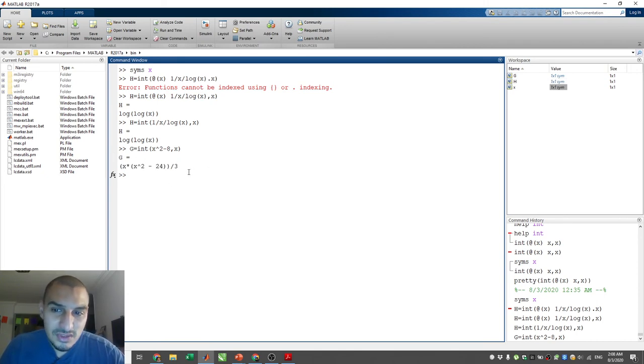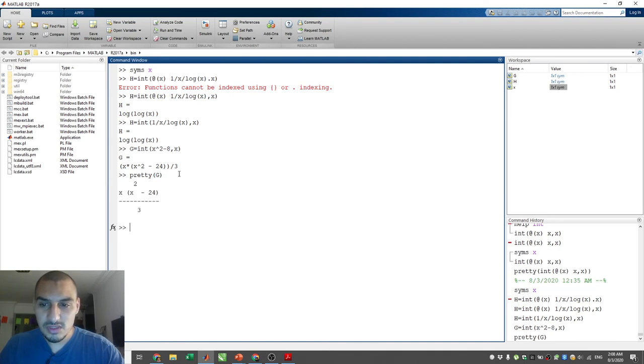You'd see that this function does not look very nice. So there is another function called pretty, which puts the function in a way that's easier for you to understand, instead of having all these brackets. So it's x multiplied by x power 2 minus 24 divided by 3. And now let's see the example that we mentioned before in the slides, which is j, for instance.